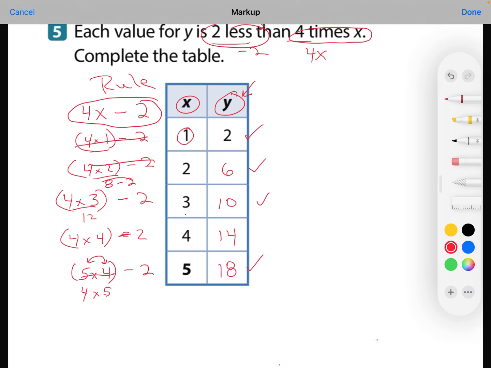We filled out our in and out table. Later, it's going to be called a function table. And the rule pattern was 4 times x minus 2. All right, number 6. One page done.